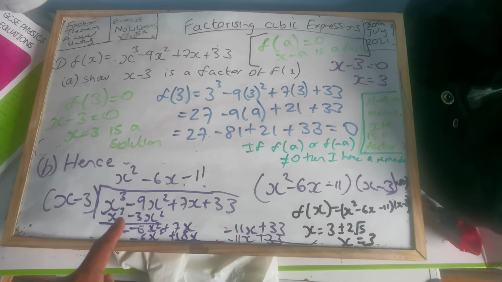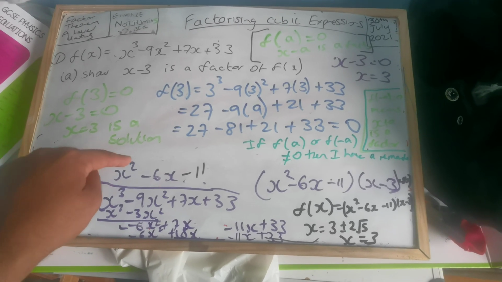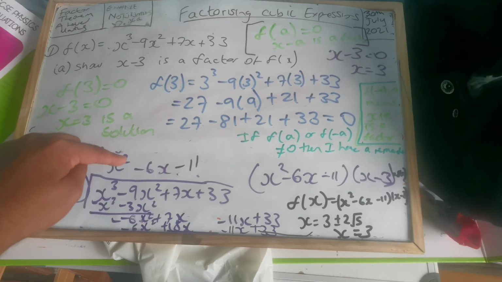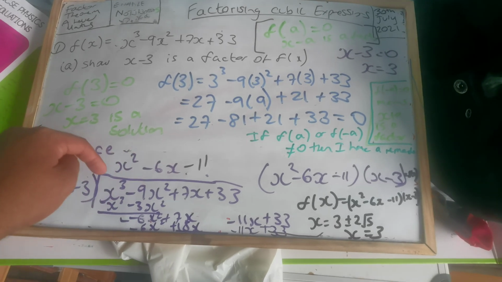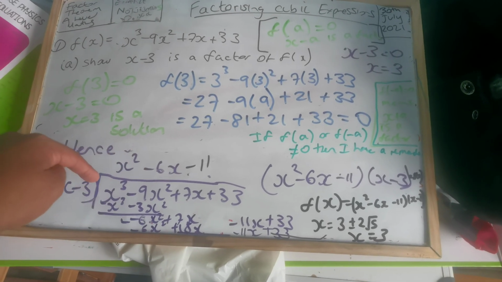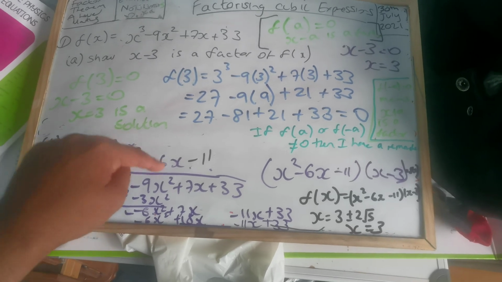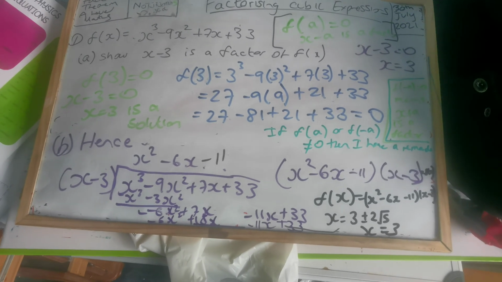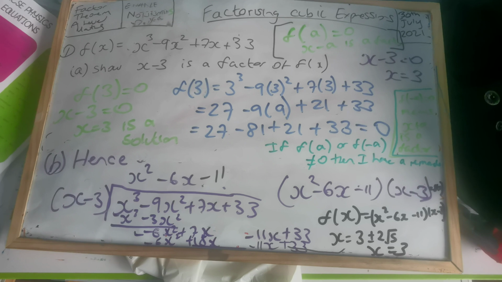That is being divided by x minus 3. Okay, so what I've done here is I've put an x squared here. X squared times x equals x cubed. And x squared times minus 3 is minus 3x squared. So what I'm going to do is subtract these first 4 expressions. X cubed minus x cubed is going to be 0. Minus 9x squared minus 3x squared is minus 9x squared plus 3x squared, which is minus 6x squared.